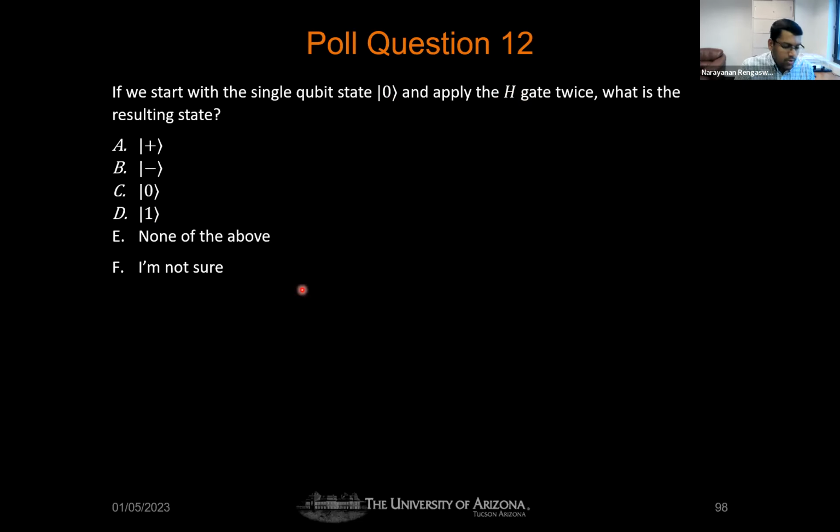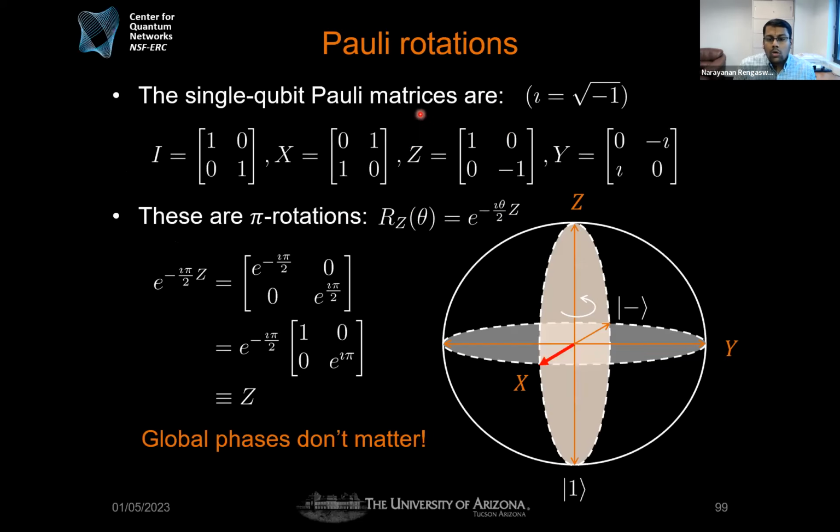Okay, so let's keep moving. Our first operation was the Hadamard. Now let's see the so-called Pauli matrices or the Pauli rotations. These are very important. They play a very crucial role in quantum information and computing. And so let's take some time to understand this.